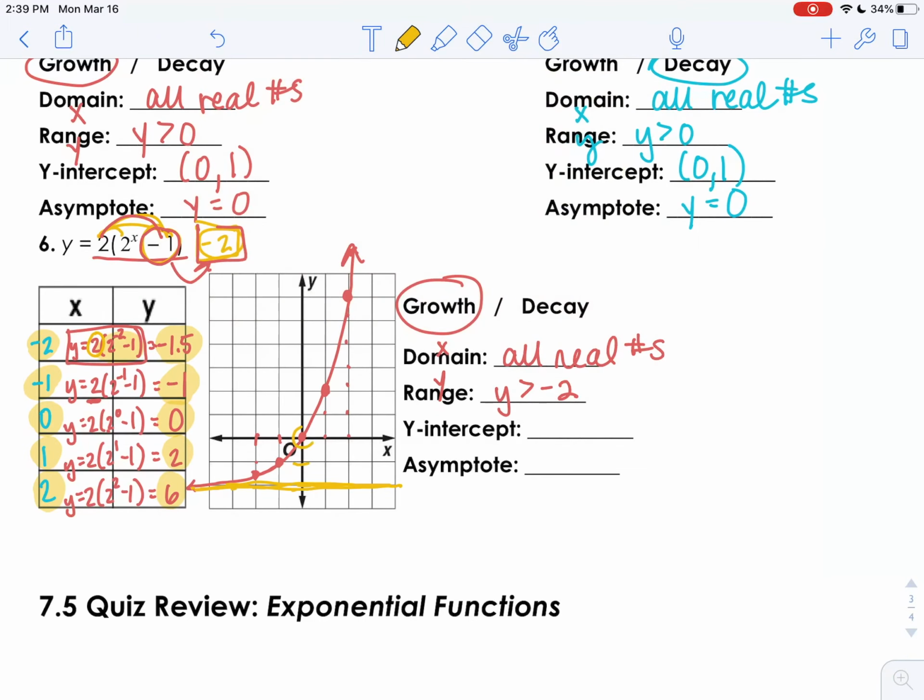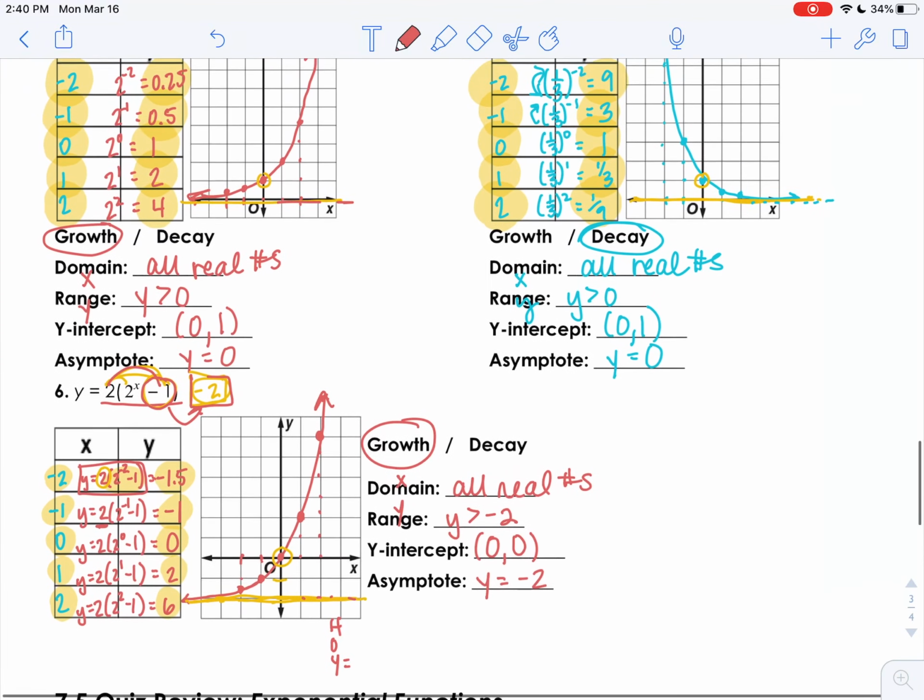And then our y-intercept, that's where we cross the y-axis. That's happening right at the origin at 0, 0 for this graph. And then our asymptote is this line right here. And that's a horizontal line, which is y equals -2.